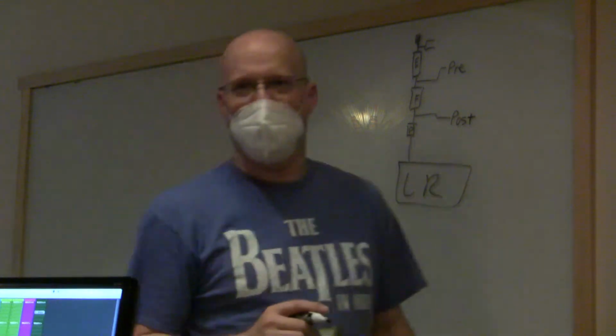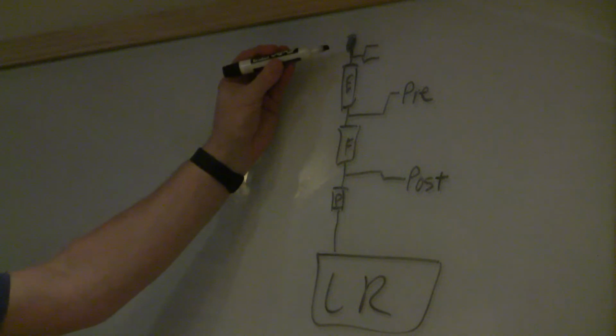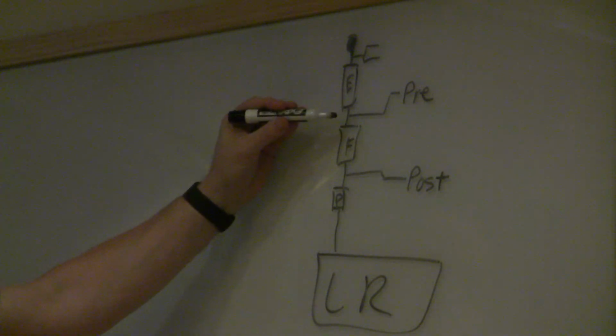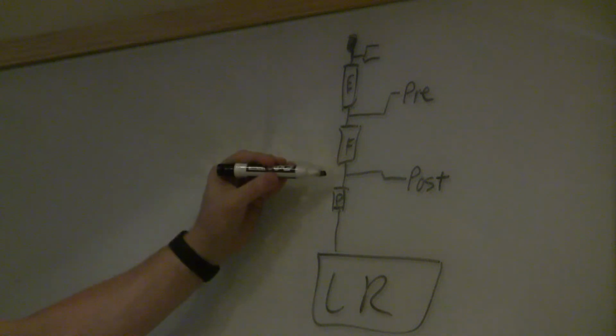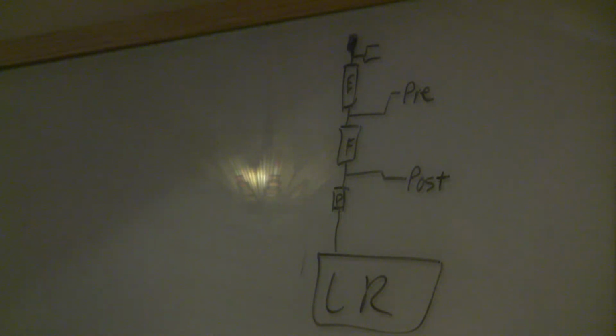Okay? Let me zoom in and make sure everybody can see that and make sure that that makes sense to everybody. There we go. So, again, microphone, EQ, pre-fader send, fader, because it's pre, right? Post-fader send, because there's your fader. Panning knob, left and right. Okay? So that's all your basics there for your auxiliary sends.